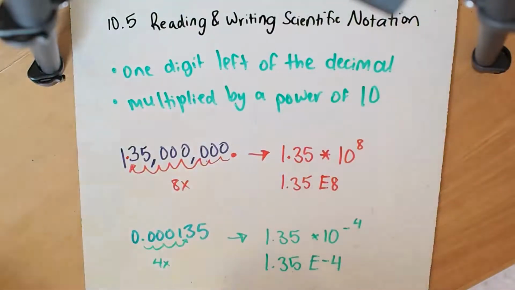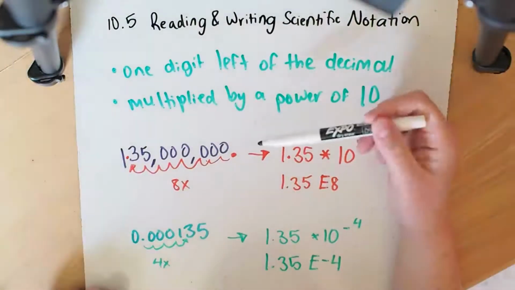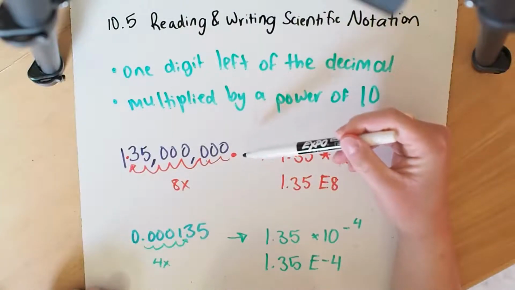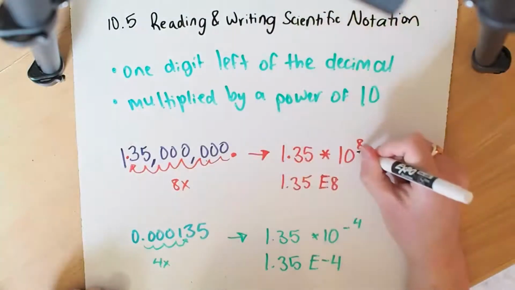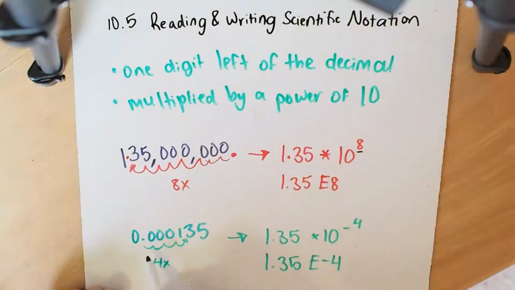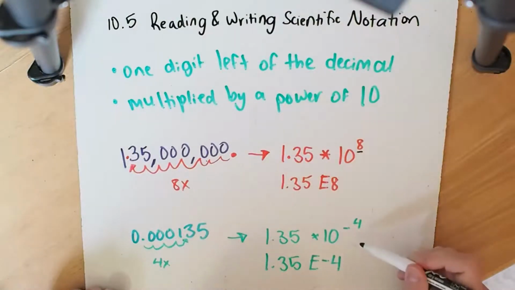If you'll notice here, in this first example, when this number started out being very large and I moved my scallops left, my exponent is positive. If I'm moving my decimal to the right, and this number started out very small, the exponent is negative.